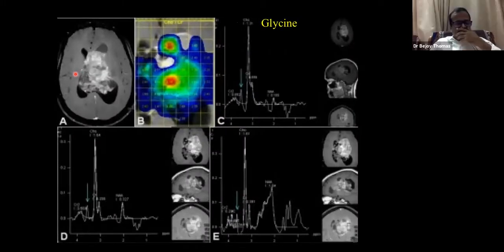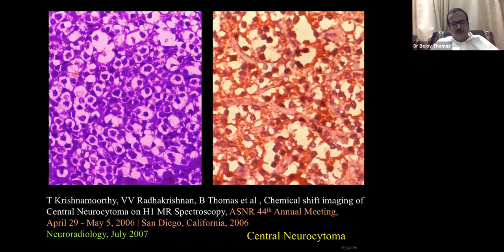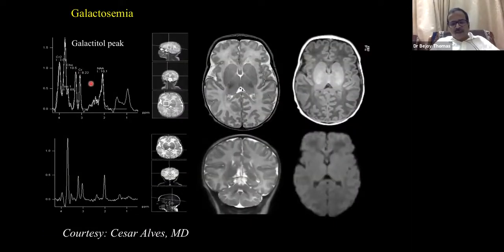Another very interesting case is actually given to me by Cesar Alves. In this particular case, you can see this is a diffuse white matter osmotic edema of the white matter. You can see this is a case of galactosemia. You can see at 3.7 ppm, in T30 as well as 135, you see a peak which is very high.